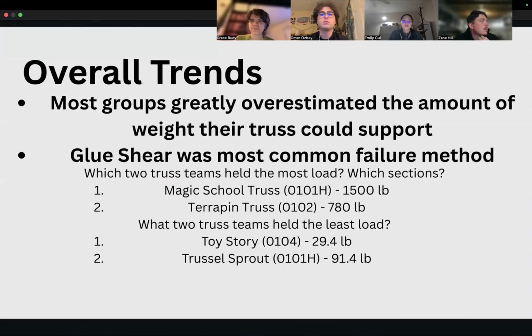Right. So for trends, we found that overall most groups really overestimated the amount of weight that their truss could support. As shown by our 500+% error, that's what happened with our group as well. Also, glue shear and gusset plate failure was the most common failure method, but by far glue shear was the most common. The two truss teams that held the most load were the Magic School Truss and Terrapin Truss, and they were in different sections. The two that held the least were Toy Story and Trussell Sprout.